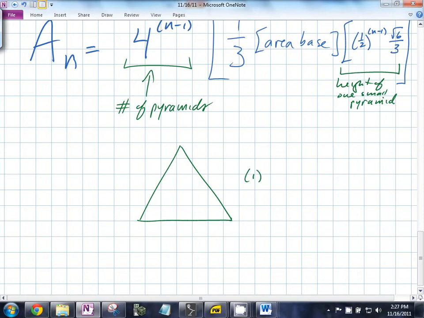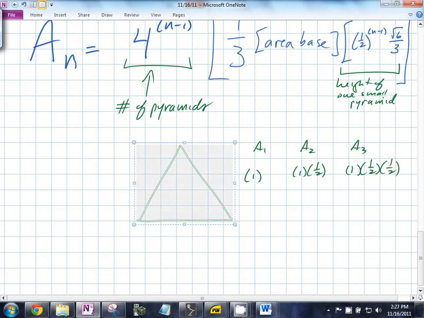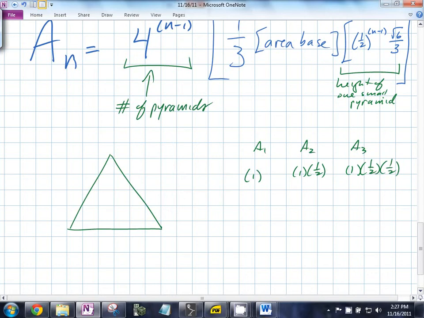Halve, right? So that was A1. A2 was 1 times a half, right? Every time you do it, what happens? Times a half, right? So if this is the general one, if this is An, can someone tell me what the side length is? 1 times what? 1/2 to the n minus 1. And do we have to write that 1 out front? No, it goes away. So do you agree that that's the side length of the base of the triangle? Okay, but is that what we need?